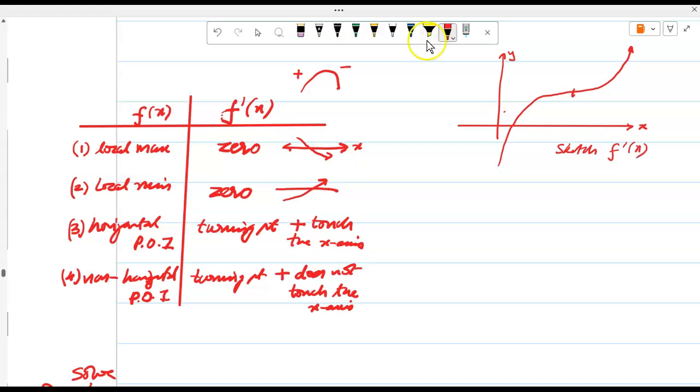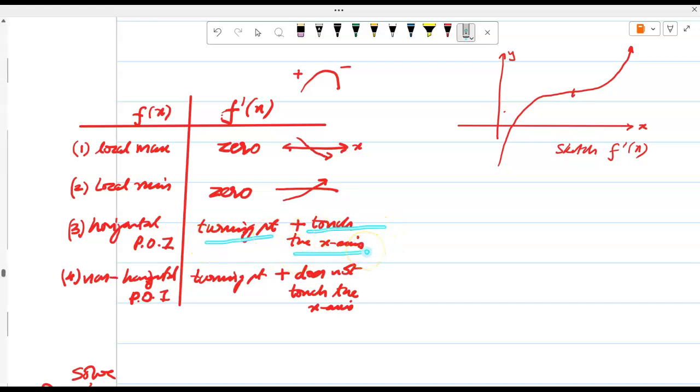Check, does this graph have a local maximum? No, it doesn't. Does it have a local minimum? No, none of them. When you have a shape like this, this is your local max and this is your local minimum, but here there is none. Does it have a point of inflection? Yes, but it's non-horizontal. Now, if it's a non-horizontal point of inflection, what is going to happen? There will be a turning point and it will touch the x-axis.